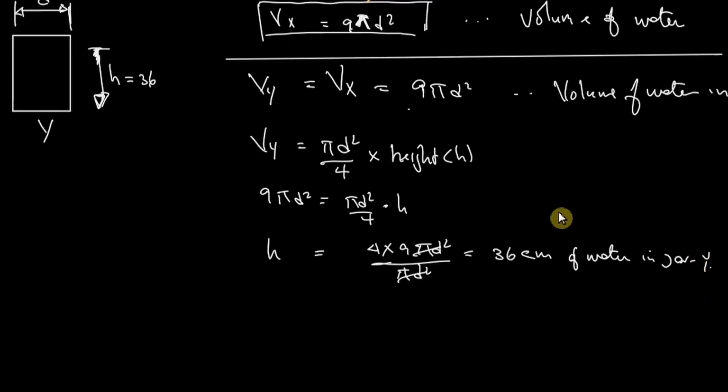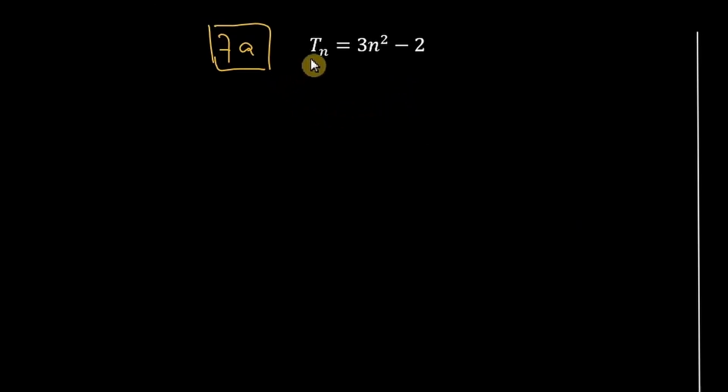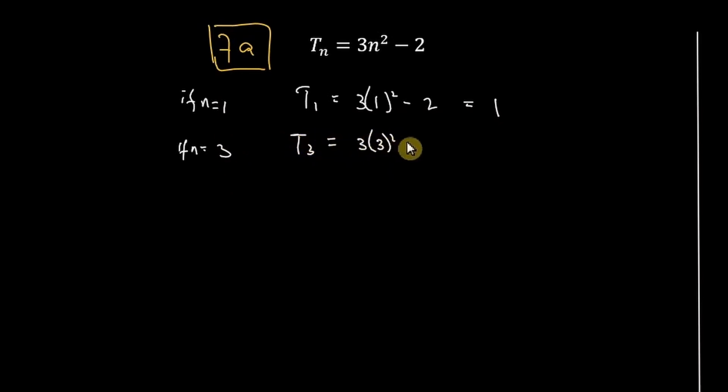Let's move on to question number 7. So in question 7a, we're given a sequence in terms of n, and we're given the formula showing that Tn is equal to 3n squared minus 2. Tn therefore means that if n is equal to 1, then T1 is equal to 3 times 1 all squared minus 2. That is equal to 3 minus 2 is equal to 1. Similarly, if n is equal to 3, then T3 will be equal to 3 times 3 all squared minus 2. And that's 3 times 9 is 27 minus 2, so it's 25. And this is how you would interpret this particular sequence.